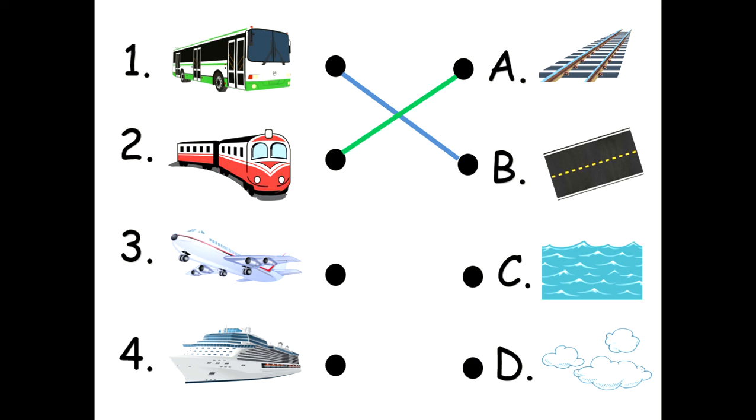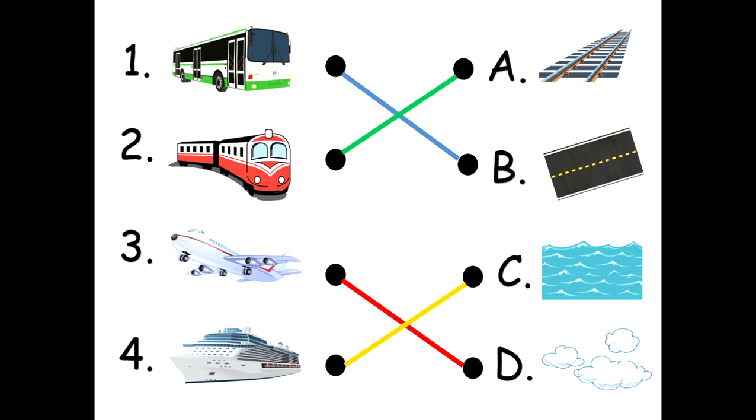What about number three, a plane? In what transport mode can you see the airplane? Is it letter C or letter D? The answer is letter D, on air. What about number four, a ship? In what transport mode can you see the ship? The answer is letter C, on water.